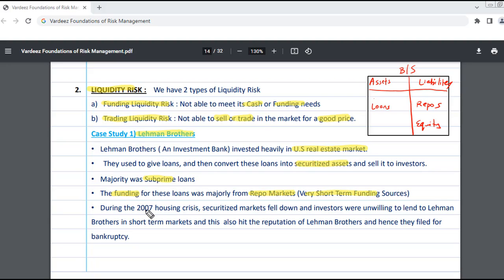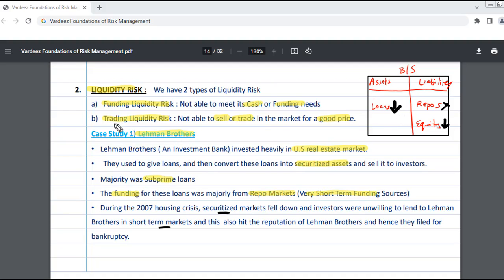During the 2007 housing crisis, securitized markets fell down and investors were unwilling to lend to Lehman Brothers in the short-term markets as well. So basically the loans, the assets that they had, were falling in value, and the repos, the money that used to come in for funding needs, also stopped in the market, and at the same time their equity also started to fall. Okay, now understand, here is funding liquidity risk: they were not able to get the funds to meet their overall requirements. That was one risk that cropped up in the Lehman Brothers case study.